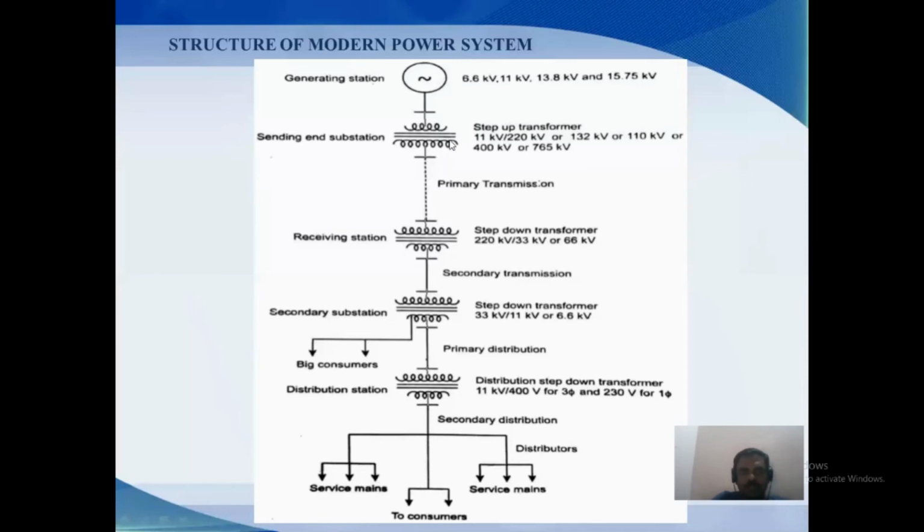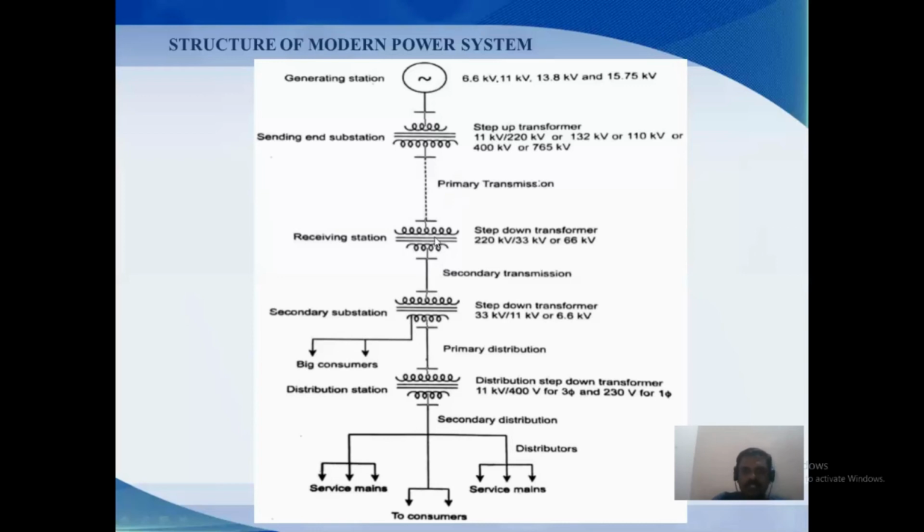Then the sending end substation voltage is given to the primary transmission line. The primary transmission is a lengthy corridor of lines. Here 3-phase 3-conductor lines are used. Depending upon the power ratings, it may be a double circuit, triple circuit or higher circuit with bundle conductors. After that, the primary transmission voltage is given to the receiving end substation.